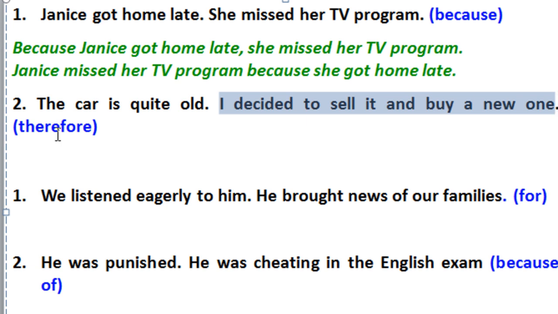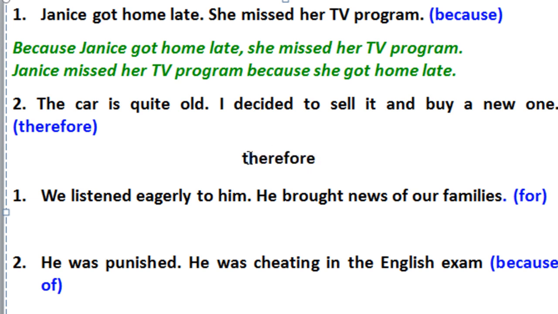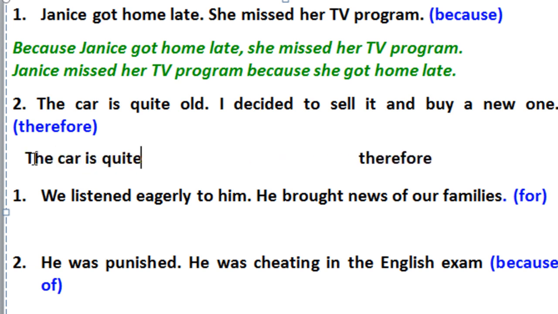So we're going to combine these two sentences together in one sentence using therefore, and therefore is an expression of effect. It goes between the cause and the effect, and we can put it between full stop and a comma, or semicolon and a comma, so we can provide then two possible answers. So the car is quite old.